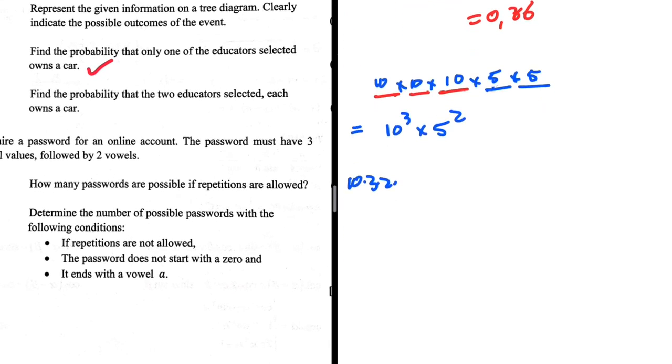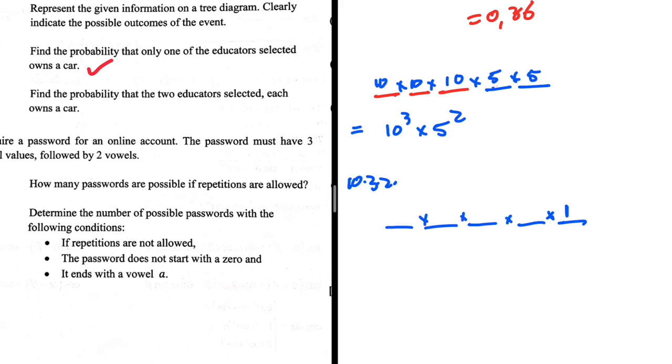Determine the number of possible passwords with the following conditions. So, okay, we still need those digits. We still need 5 digits. Let's take a look. If repetitions are not allowed, the password does not start with a 0 and it ends with a vowel A. Okay, so this is the last position where we need to have A there. So how many A's do we have? We only have 1 A in our vowels. So it's only one possible vowel that can occupy that last spot.